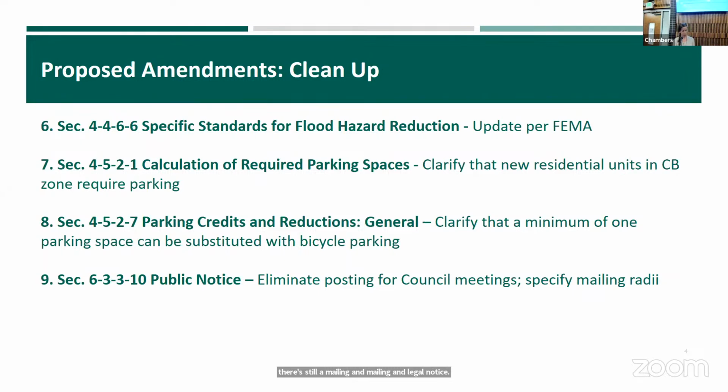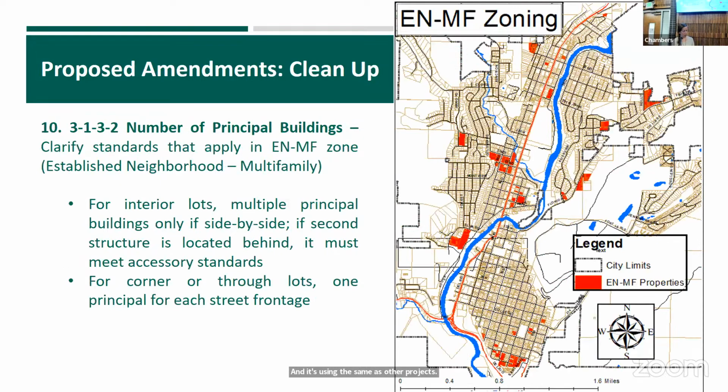And then it also specifies mailing radii for 2 project types that were missing, and it's using the same as other projects. And then number 10 clarifies the standards that apply for principal buildings in the established neighborhood multifamily zone.